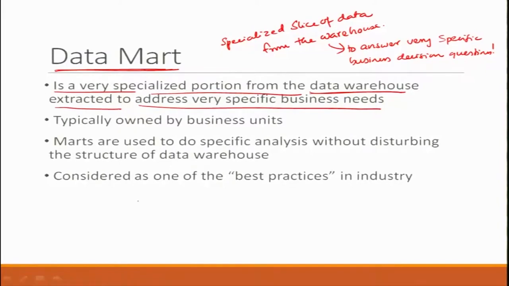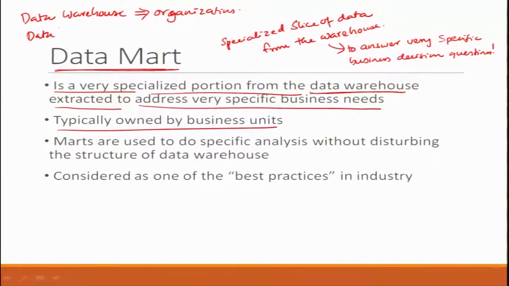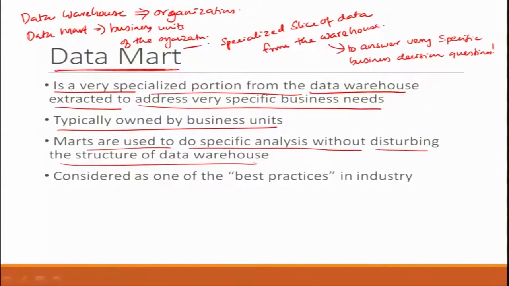While the data warehouse ownership is with the organization, the data mart's ownership is with the business units of the organization. So the organization owns the warehouse, whereas the data mart belongs to the business units of the organization. So why do we use data marts? Data marts are used to do specific analysis without disturbing the structure of the data warehouse. Because remember, a data warehouse is not designed for speed and responsiveness.